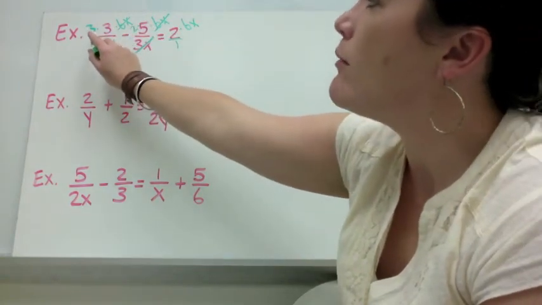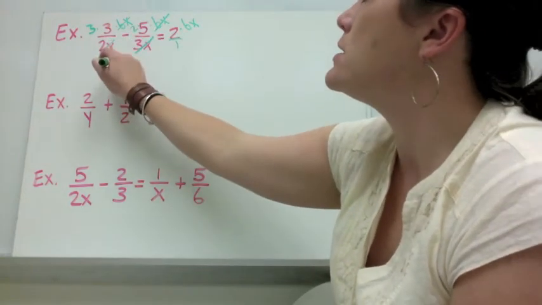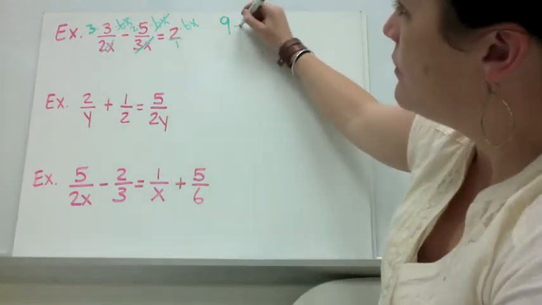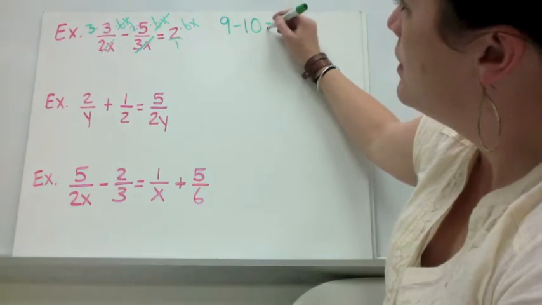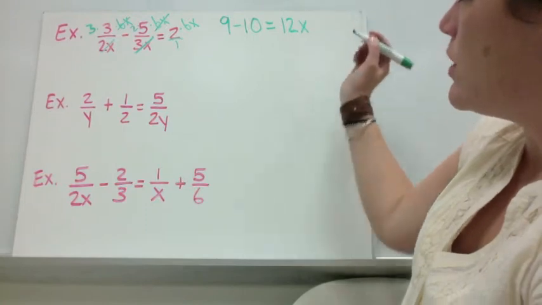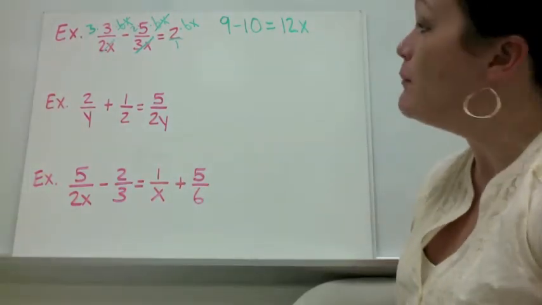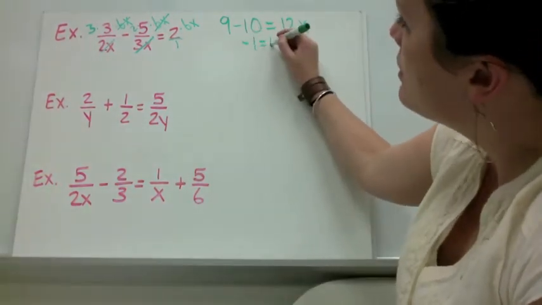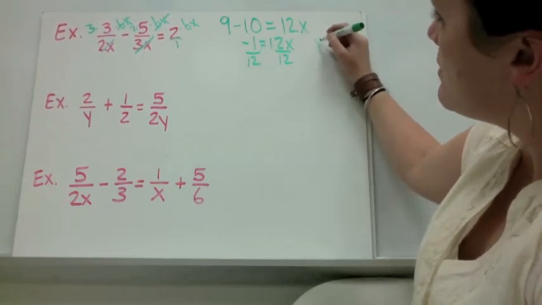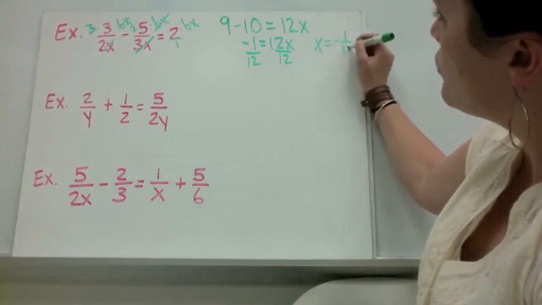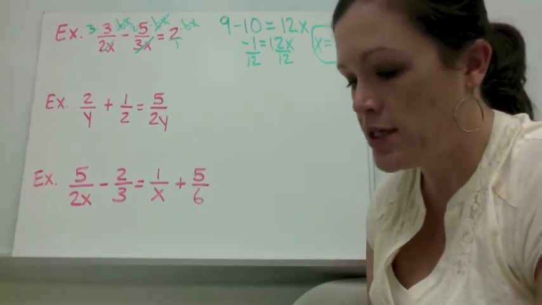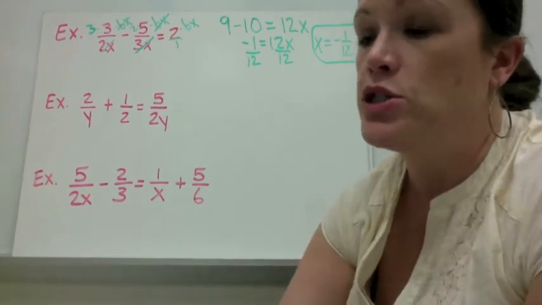But then we go back through the problem. Now I have 3 times 3, which is 9, minus 2 times 5, which is 10, is equal to 2 times 6x, which is now going to be 12x. So then we clean that up. 9 minus 10 would be -1, is equal to 12x. Divide both sides by 12. So in this case, my answer is -1/12. And I would leave it as a fraction. Don't get a decimal, because you would most likely see a fraction on a test question.